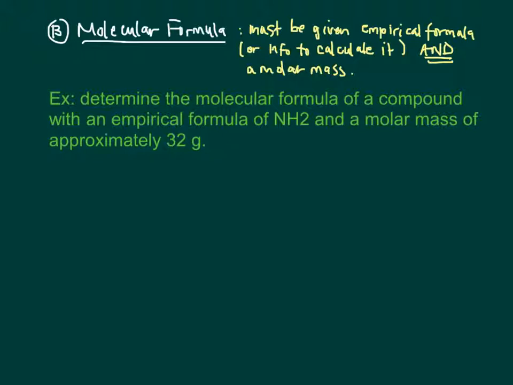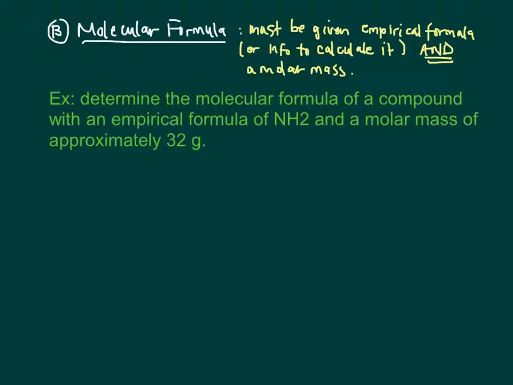All right, let's talk about how to calculate a molecular formula. To calculate a molecular formula, you have to be given some information. You're either going to be given the empirical formula, or you're going to be given info to calculate the empirical formula, and then you're also going to need to know the molar mass of the molecule. So, for example, this is a really simple one. You're asked to determine the molecular formula for a compound, and it gives you its empirical formula, NH2, and it also gives you its approximate molar mass.